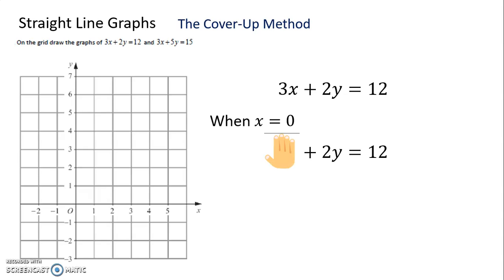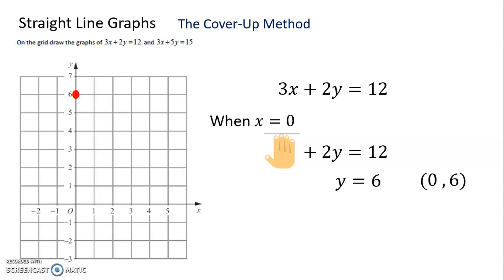So cover up 3x, that means that is taking the value 0, so 2y must equal 12. And now I can divide by 2 and say, well, in that case, y equals 6. And that's the coordinate when x equals 0, so that's the coordinate (0, 6).